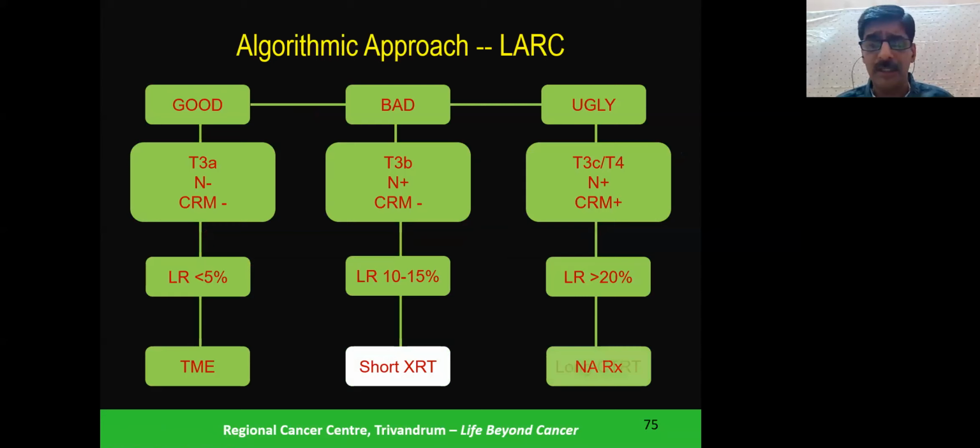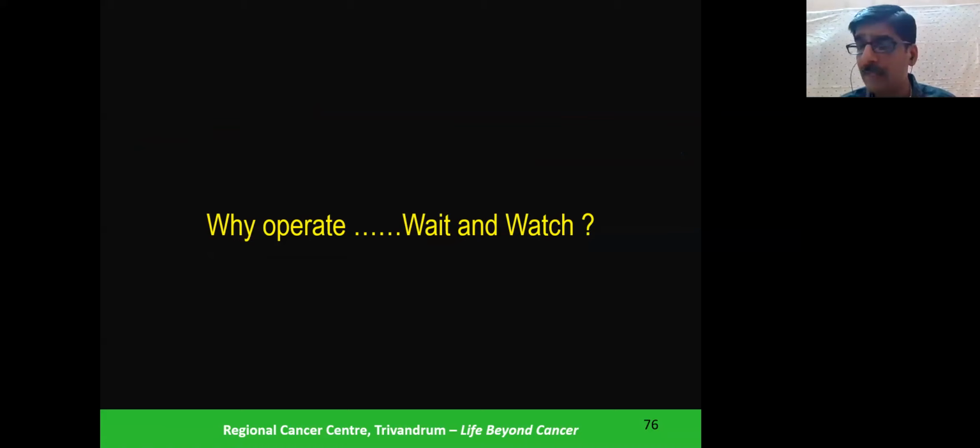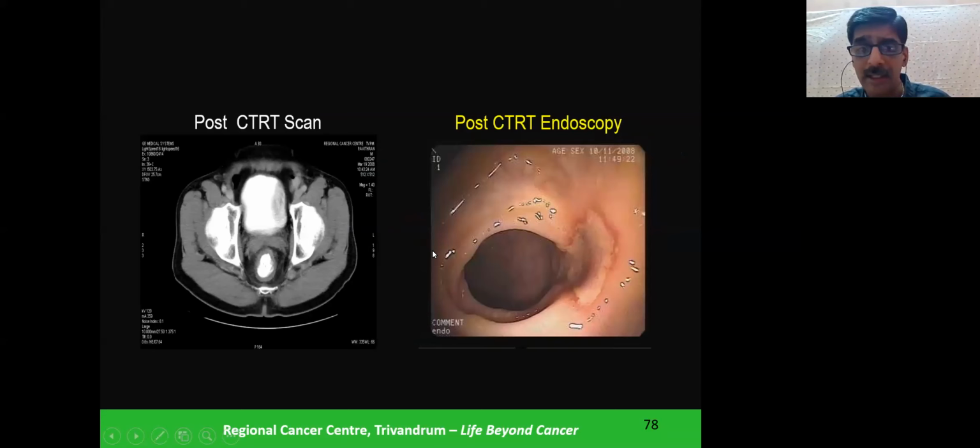And another concept, why operate at all? You're given a good chemo radiotherapy and the patient has responded and there is no lesion visible now. This is a patient at presentation, you have a significant lesion there, and after radiation, everything has disappeared. There's small discoloration there and the biopsy from this area is negative. What would you do? Do you want to really operate? That is what is known as the Habr-Gama protocol.